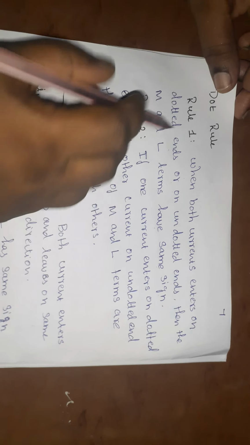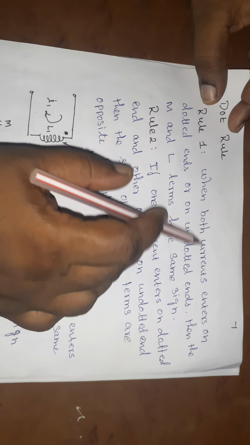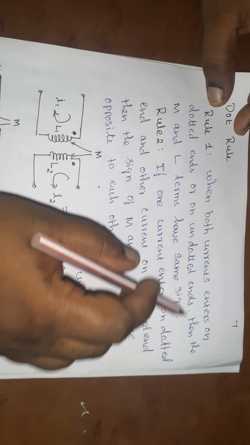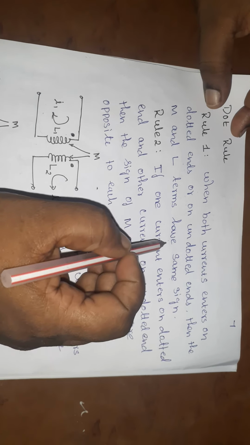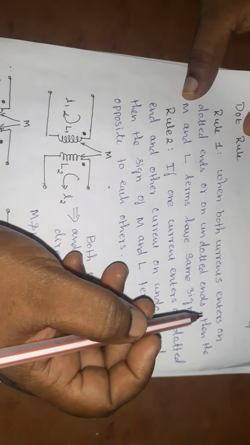Good morning, students. Now we are going to see the dot rule. The dot rule has two rules. First rule, rule 1: when both currents enter on dotted ends or on undotted ends, then the M and L terms have the same sign. M means mutual inductance, L means self-inductance.